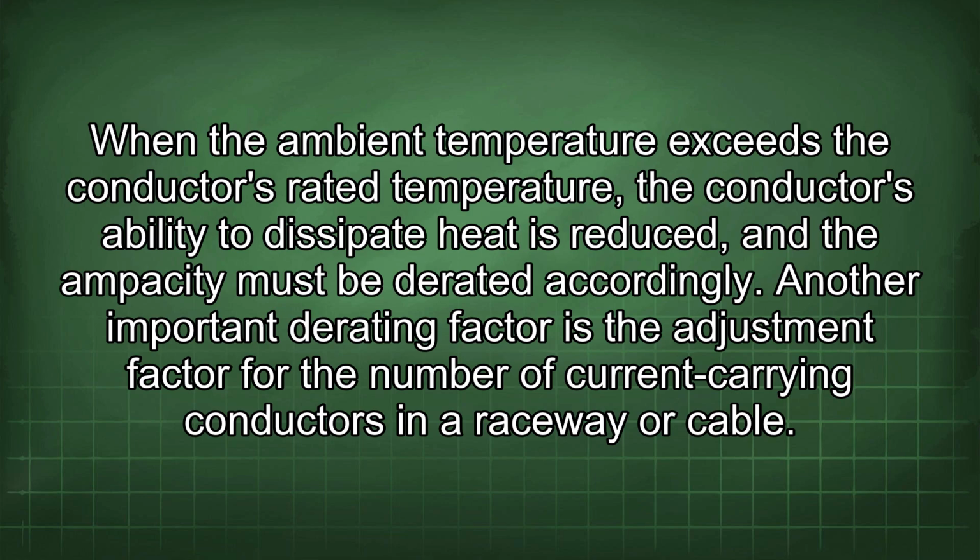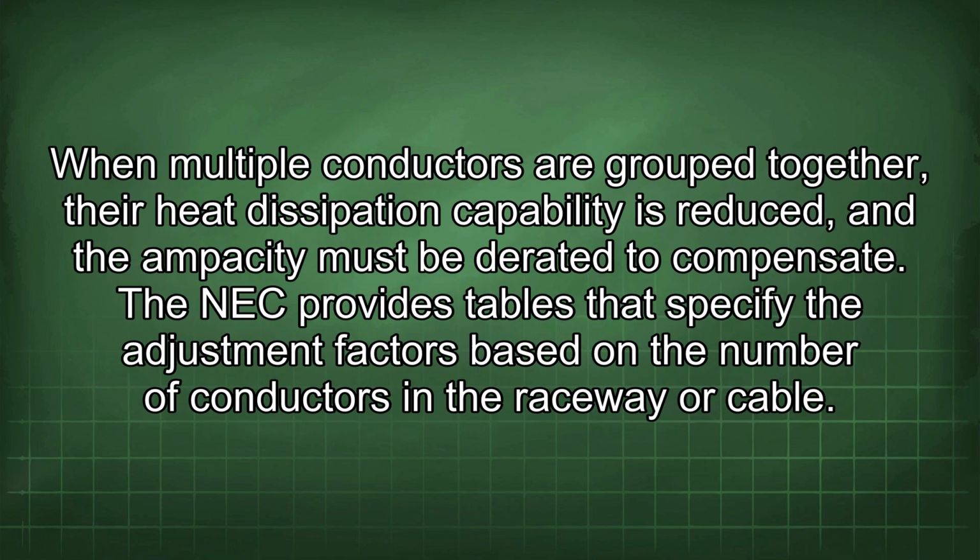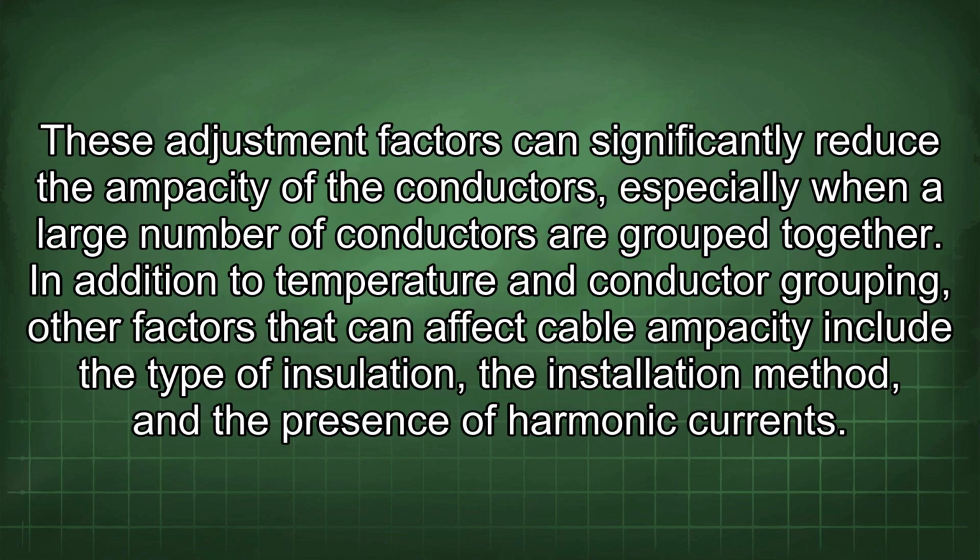Another important derating factor is the adjustment factor for the number of current-carrying conductors in a raceway or cable. When multiple conductors are grouped together, the heat dissipation capability is reduced, and the ampacity must be derated to compensate. The NEC provides tables that specify the adjustment factors based on the number of conductors in the raceway or cable. These adjustment factors can significantly reduce the ampacity of the conductors, especially when a large number of conductors are grouped together.